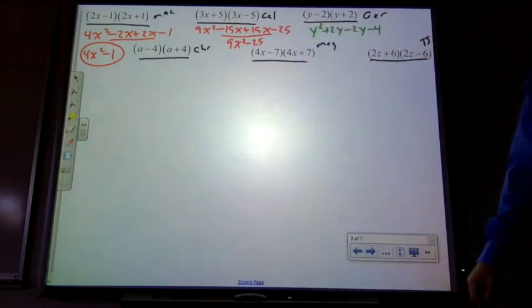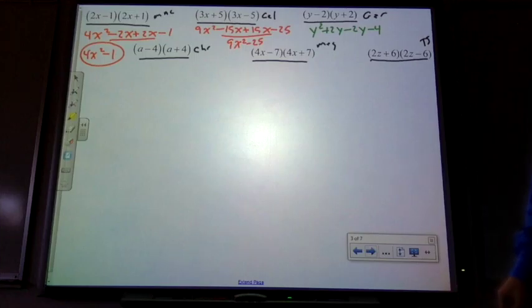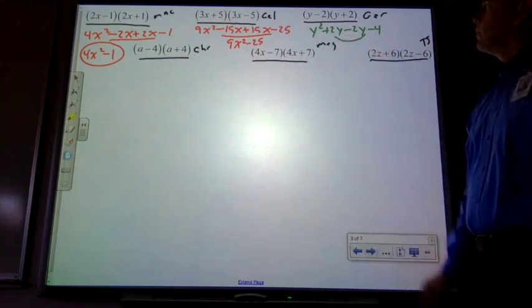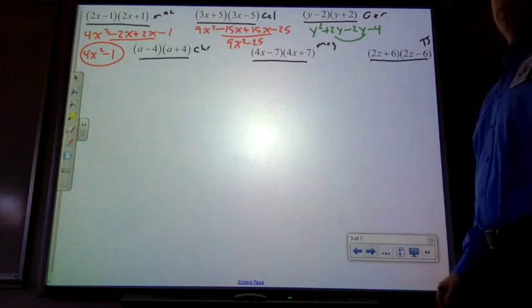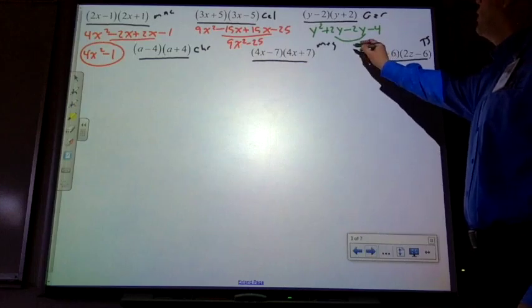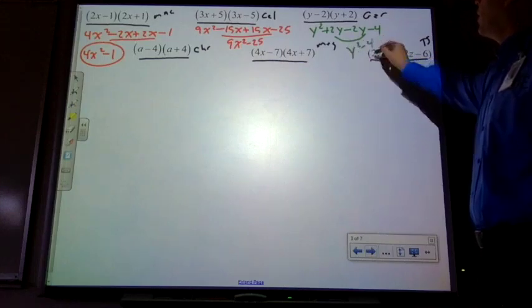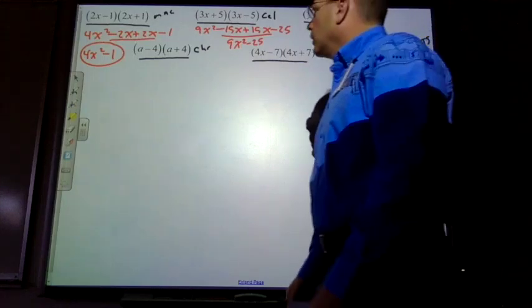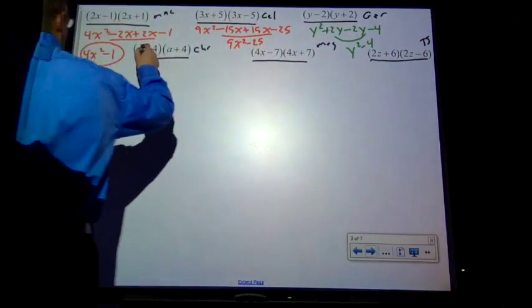Agree? Cool. What happens here? Yeah, and if they go together, what happens to them? They're gone, right? Cool. So I get y squared minus 4. Okay. Christian, check my work for me.